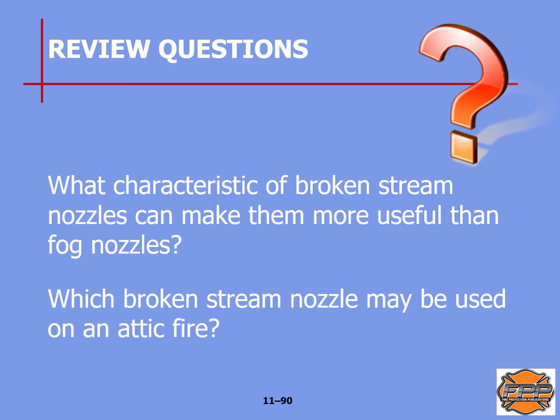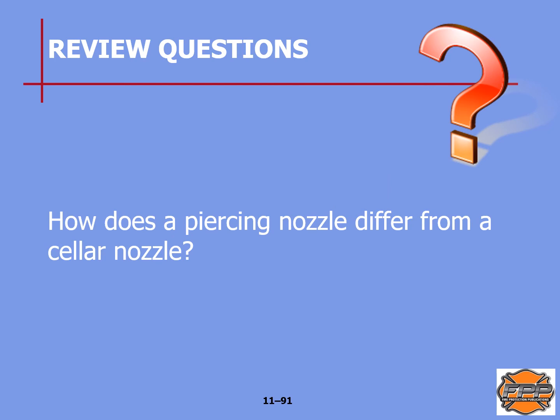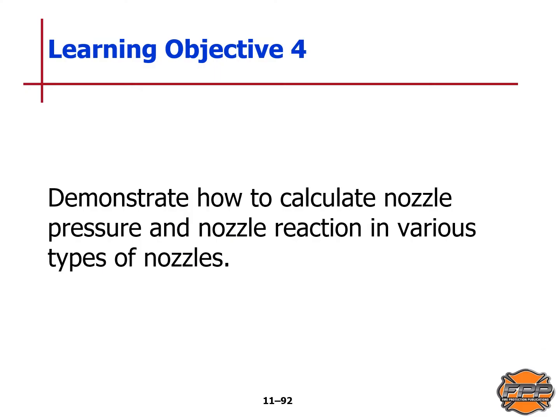Here are some review questions. What characteristic of broken stream nozzles can make them more useful than fog nozzles? See page 263 of your text. Next, which broken stream nozzle may be used on attic fires? That's on page 264 of your text. Next question, how does a piercing nozzle differ from a cellar nozzle? That's on page 264 of your text.